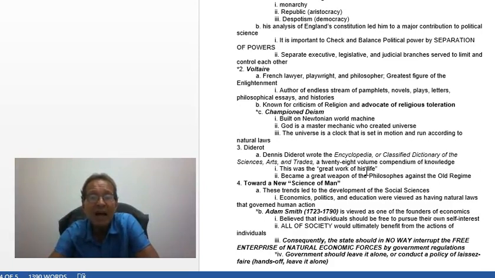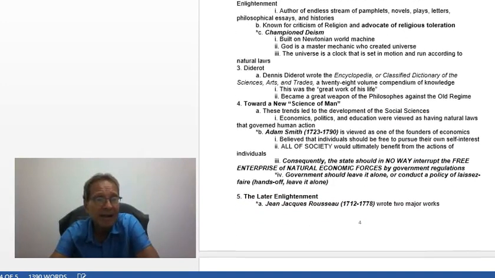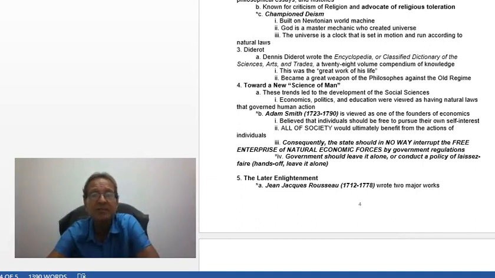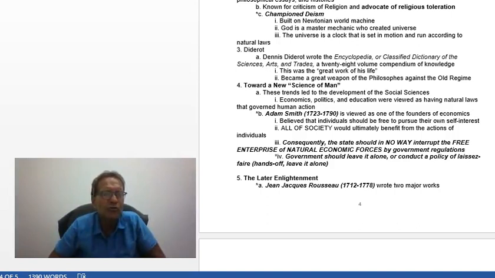And towards a new science of man, these trends led to the development of the social sciences: psychology, sociology, political science, economics. They're not real sciences, but social sciences, the study of society and the individuals within it.